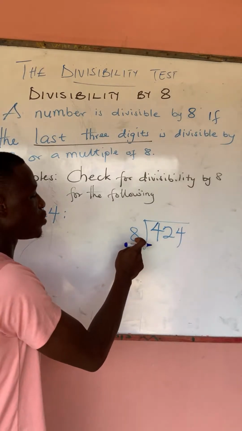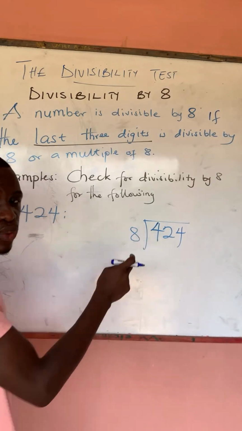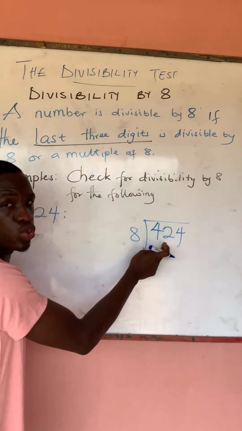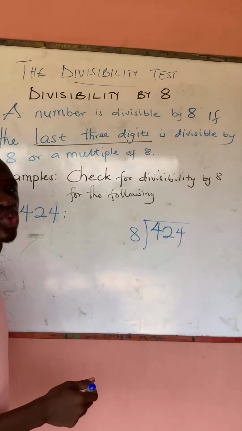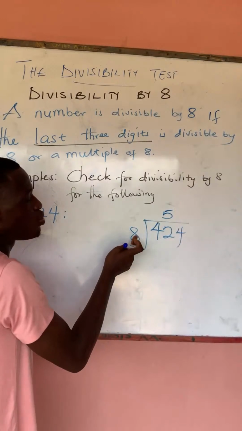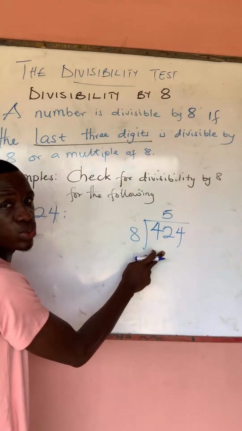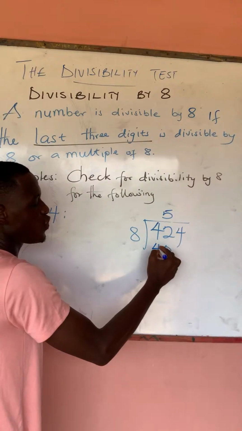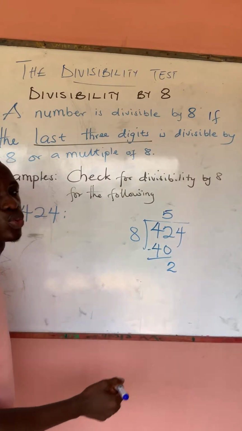Now, how does 8 divide 4? 8 is bigger than 4, so 8 cannot divide 4. Okay? Well, we are going to add our second digit to make it 42. How does 8 divide 42? And we know that 8 divides 42 5 times. So write 5 up here. Then you multiply these two numbers, 8 and 5, then you subtract from 42. So 8 times 5 is equal to 40. Then you subtract 40 from 42. Now 42 minus 40 is equal to 2.